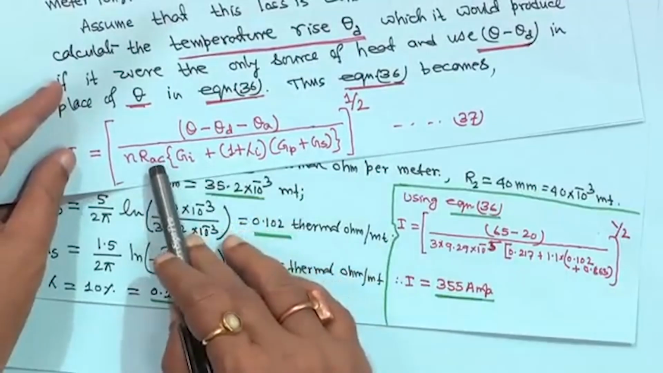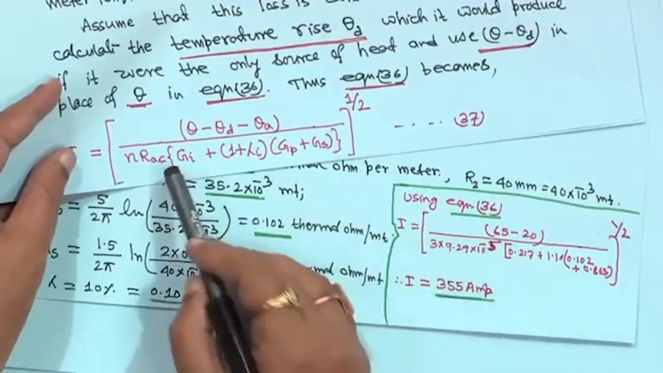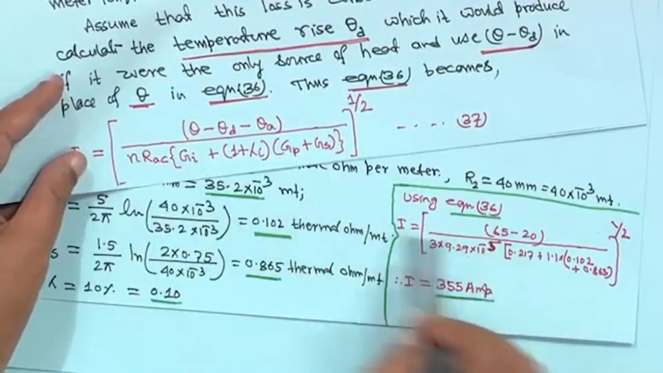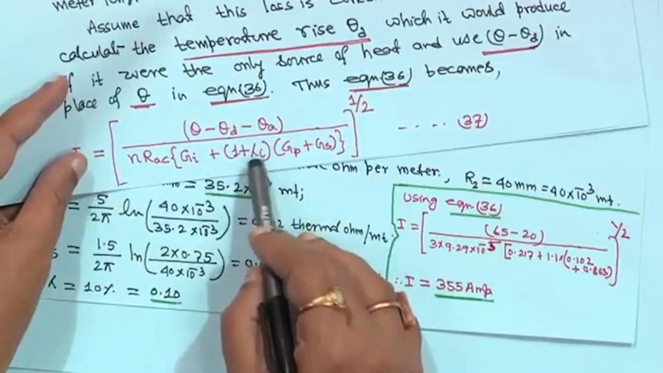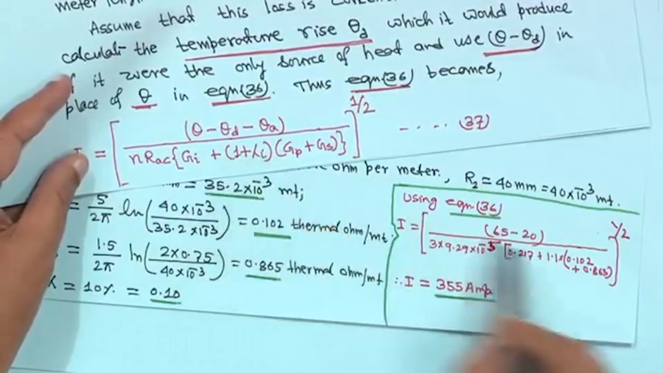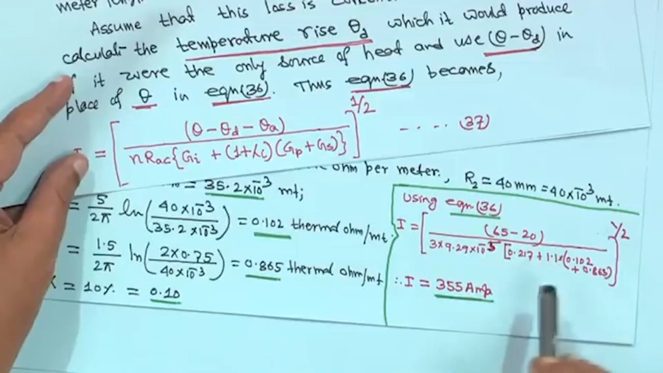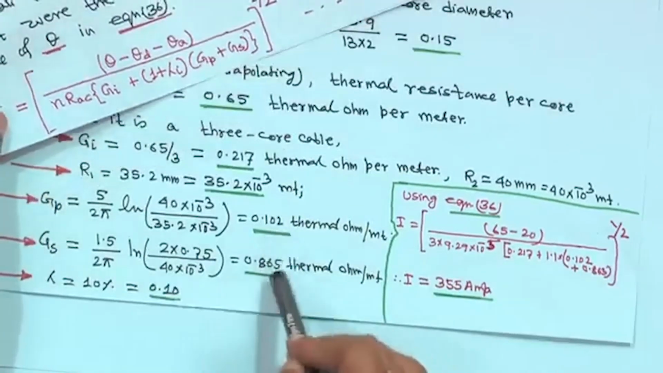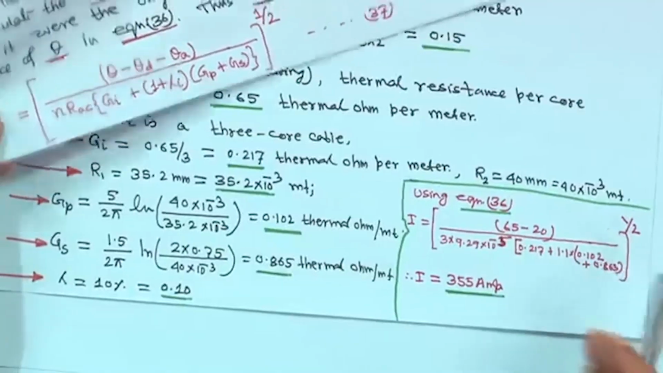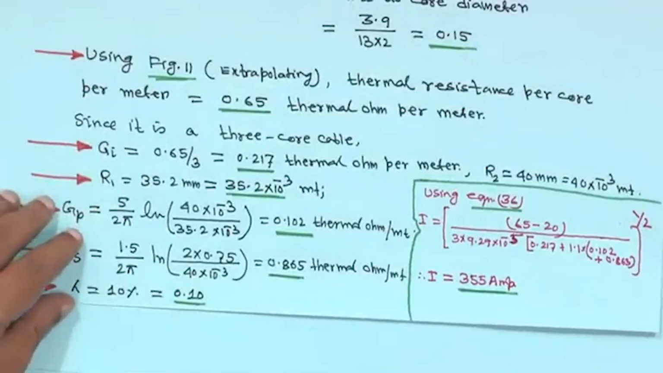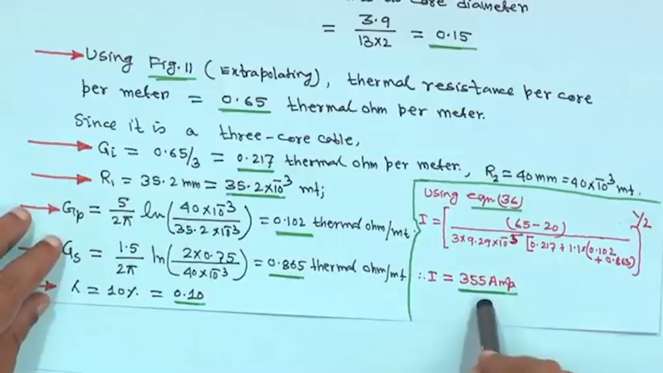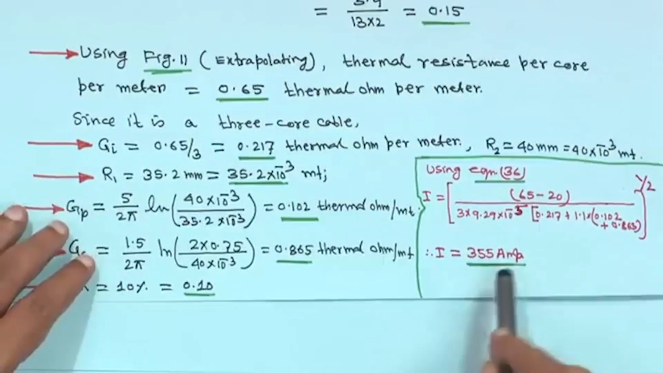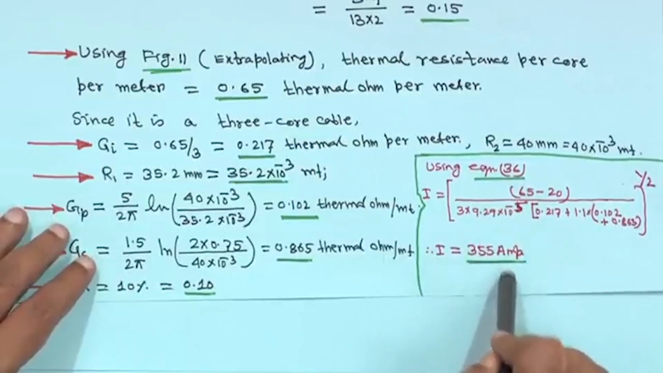You know RAC, because it is a 3 core belted cable, you have computed 9.29 into 10 to the power minus 5. Then lambda is given as 0.1, 10%. So, it is 1 plus 0.1, that is why it is 1.1, into Gp plus Gs, which we have calculated, to the power half. So, I actually becomes 355 ampere, after calculating using equation 36.